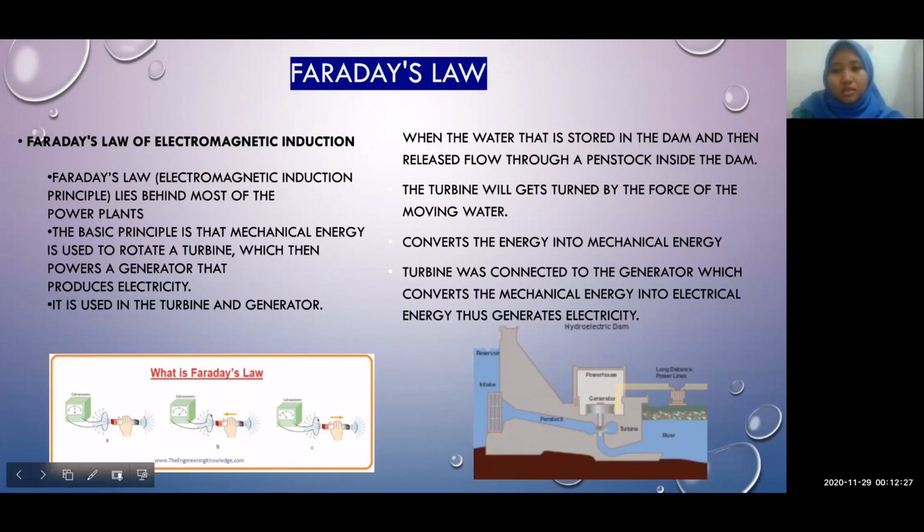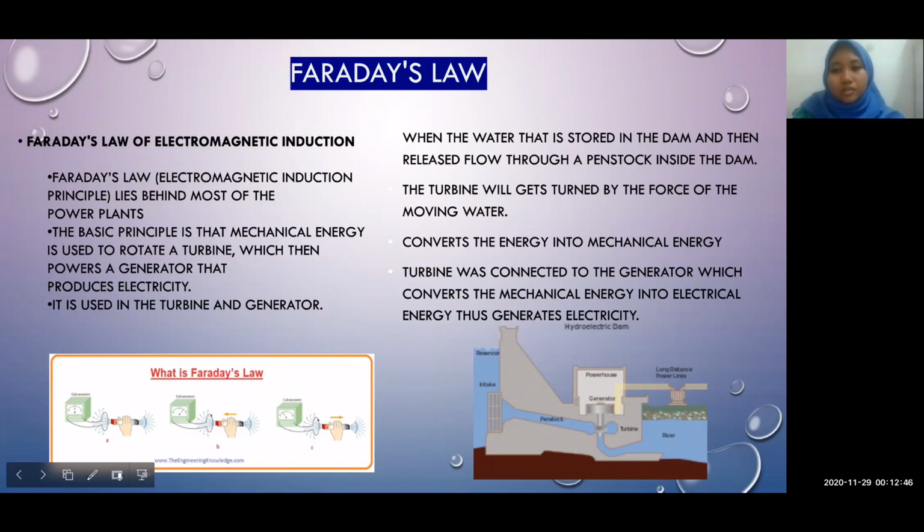We use Faraday's law in our hydropower plant. Usually, Faraday's law lies behind most of the power plants. The basic principle is that mechanical energy is used to rotate a turbine, which then powers a generator that produces electricity. And it is used in the turbine and generator. Now, I will relate Faraday's law with our hydropower plant.